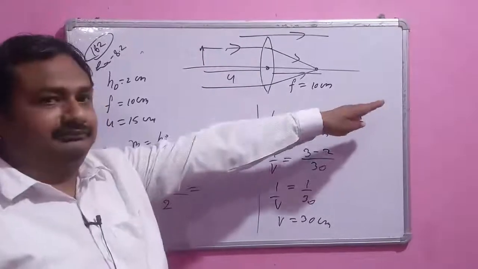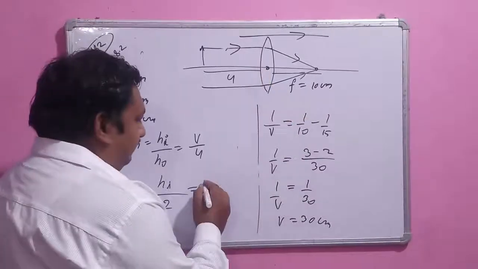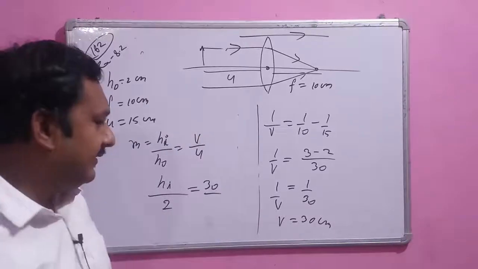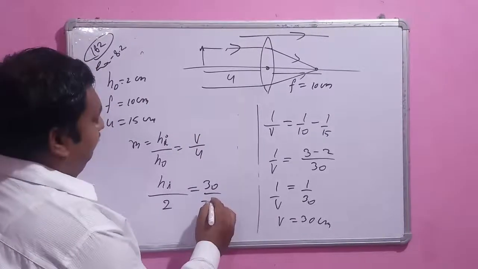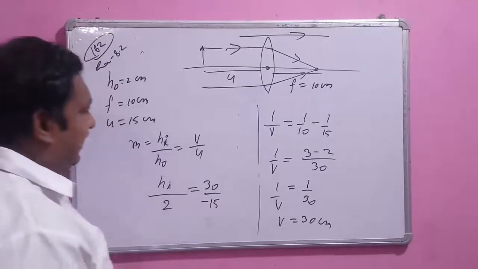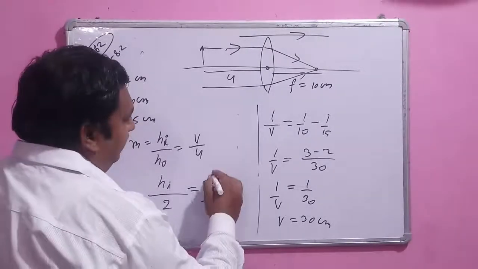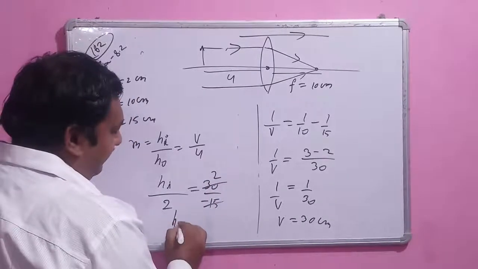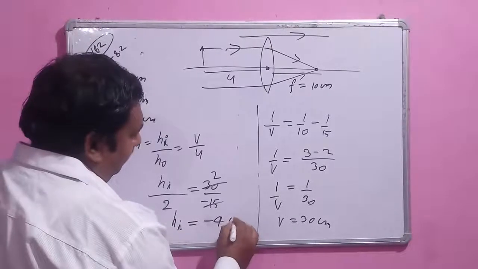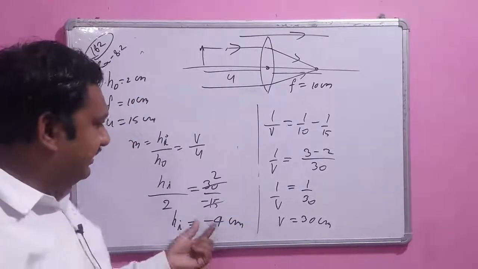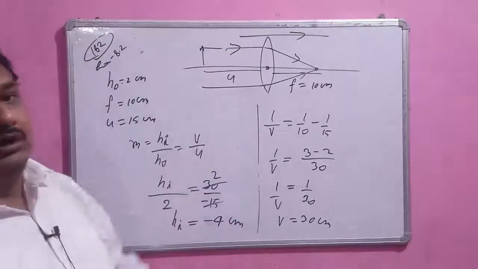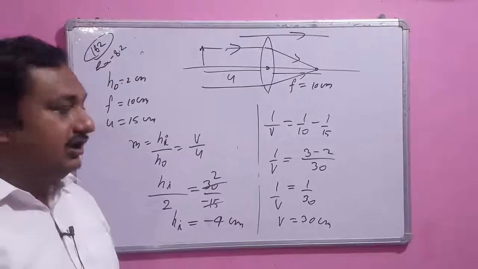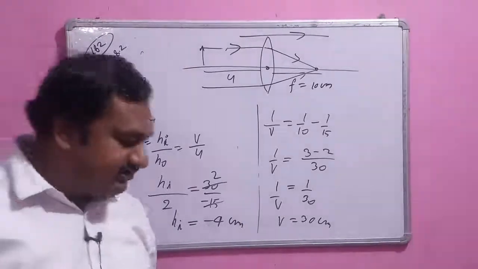Now equal to v upon u. v is on this side, so it is positive, 30. And u is on the left side of the lens, so it will be negative, minus 15. So 15 to 30, this is a minus quantity. So the height of the image is minus 4 centimeter. Image height minus 4 centimeter means the image forming is real and inverted, first thing, and it is enlarged. It is bigger than the object, so an enlarged image is forming.